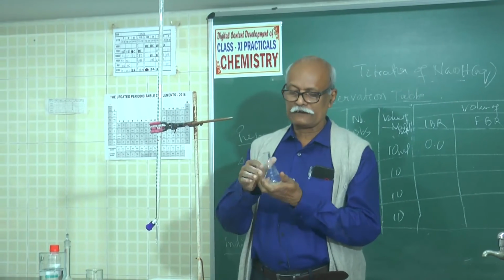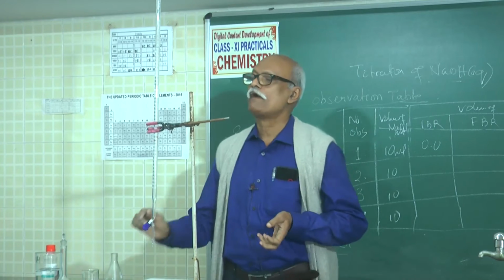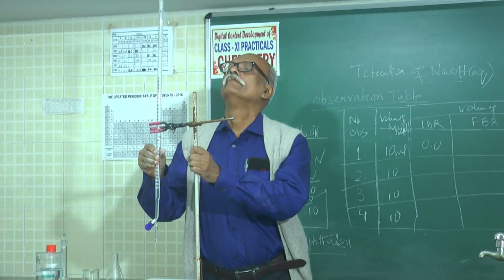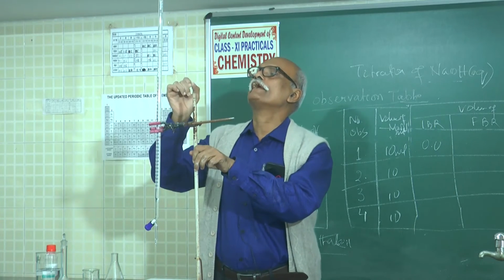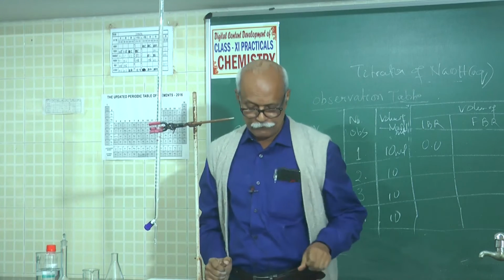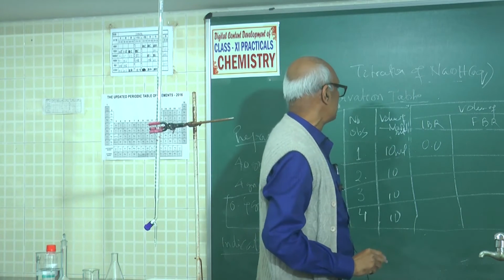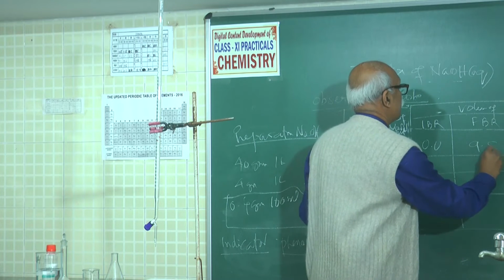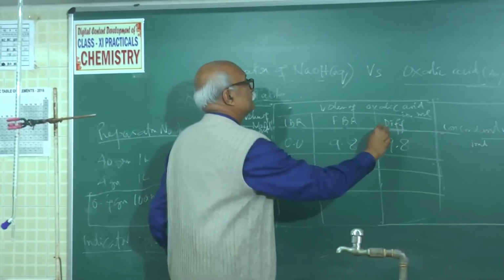With the phenolphthalein, the color is dark pink, and now it gets colorless. Let me see the final burette reading. The final burette reading is 9.8, and the initial burette reading was 0.0. So we have taken 10 milliliter of sodium hydroxide. The final burette reading is 9.8, so the difference is 9.8 milliliter.